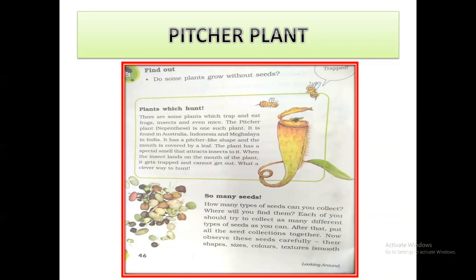Now what happens? It has a smell that attracts the insects. And when the insects land on the mouth of the plant, it gets trapped and cannot get out. What a clever way of hunting, isn't it? So we all wish to see such a type of plant.